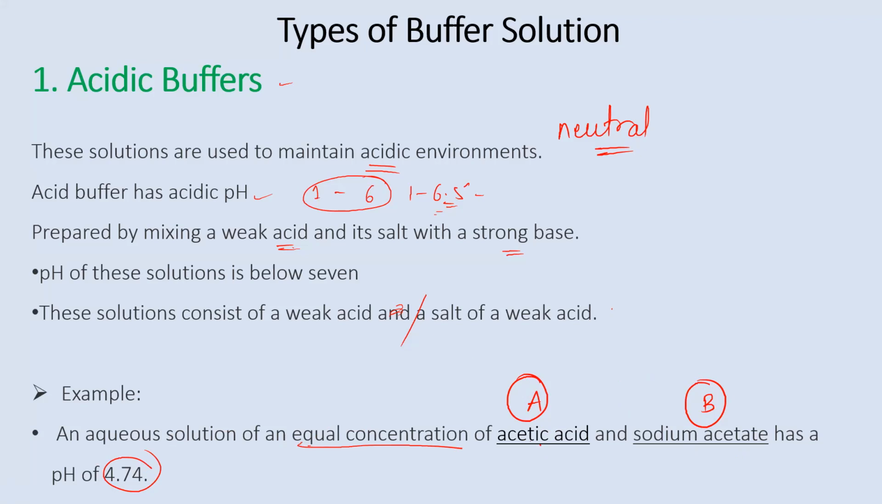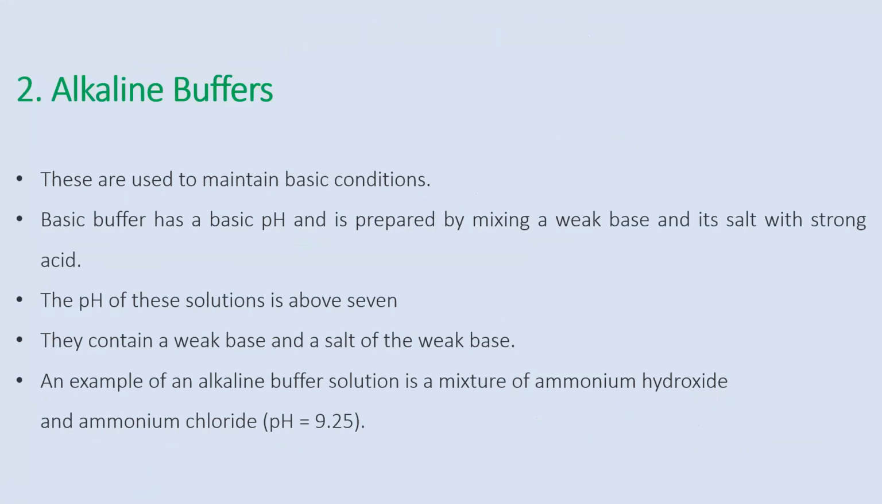There are many other acidic buffers also. This is just one example of an acidic buffer. Now we talk about the alkaline buffer. Again, these are used to maintain basic conditions. So basically, there are a lot of proteins which are alkaline proteins.